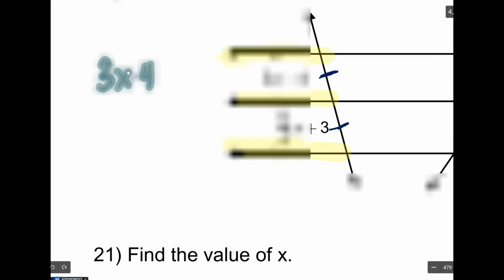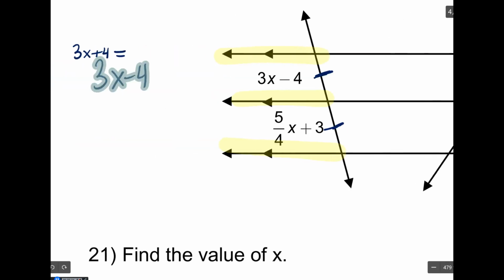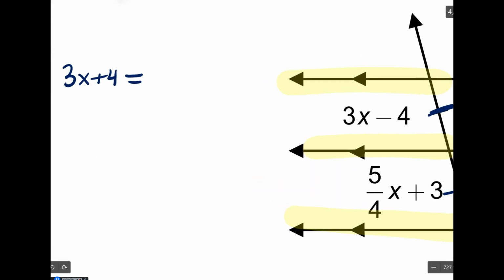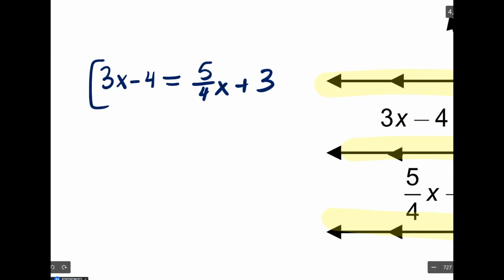I just need to zoom in a little bit so I have more room. 3x minus 4 equals 5/4x plus 3. So I don't like working with fractions. Do you know what I'm going to do? Zap it.